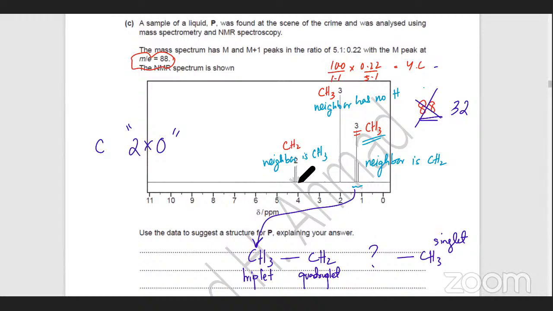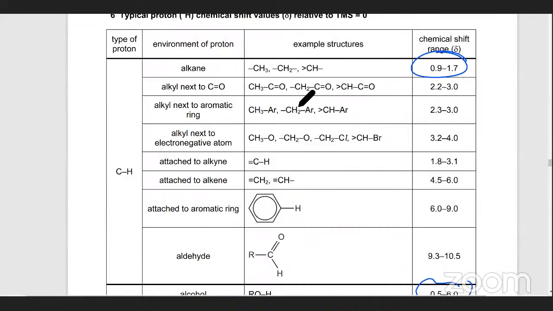I said let's focus on the CH2. This CH2 is resonating at 4, somewhere around 4. There's only one CH2. So what's next to it if it's resonating at 4? Open the data booklet and you would notice that CH2 next to C double bond O resonates at 2.2. So that's out of the question. CH2 next to O is the one that resonates around 4.